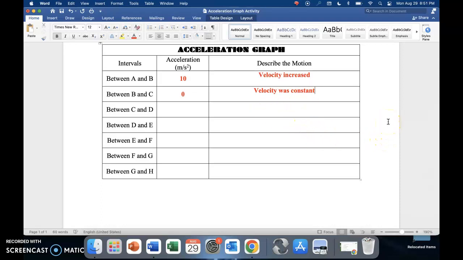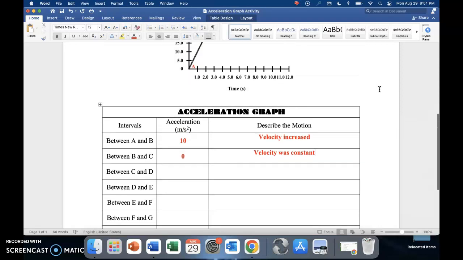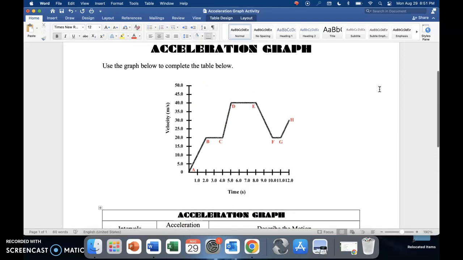Okay, once you are finished calculating all these and describing the motion, you will see a place there in your module to submit this assignment. So something very easy to do. It just again is having you practice calculating accelerations and collecting data from a graph.